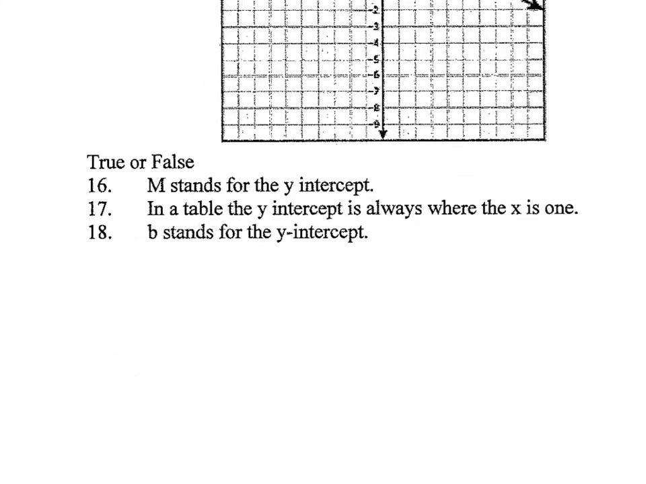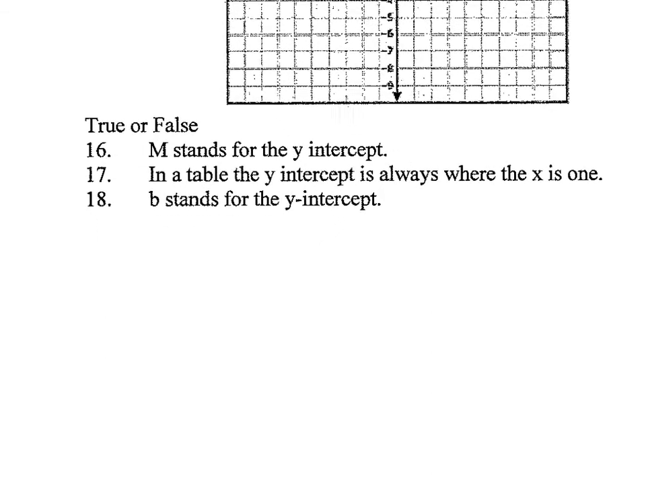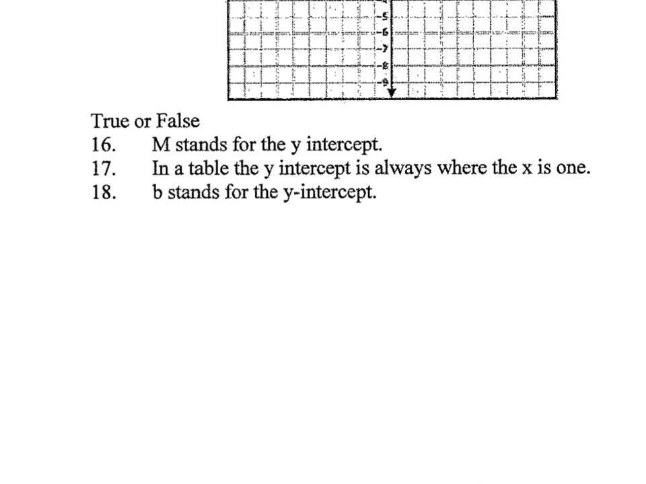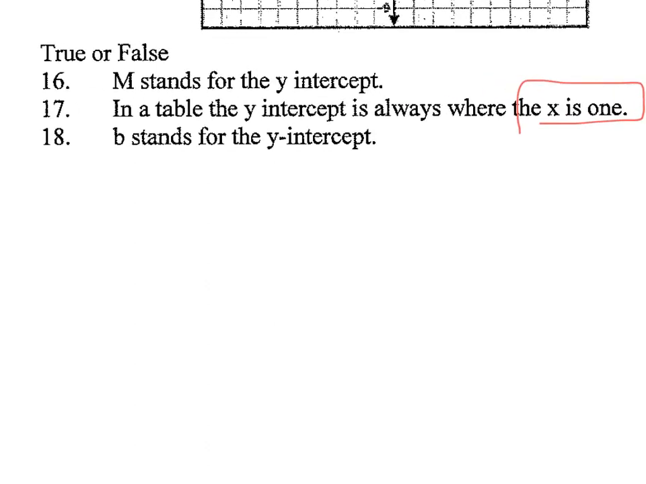And the true or false M stands for the y-intercept. Go back on this video and double check that if you need to. In a table, the y-intercept is always where the x is 1. You can go back on that and check and see if that's true or false. And B stands for the y-intercept, true or false.